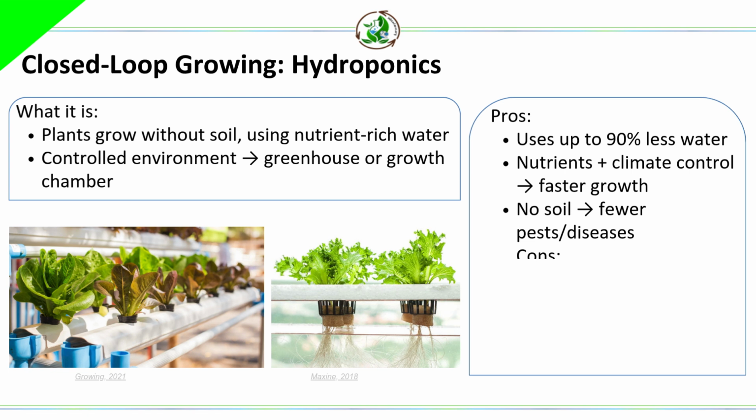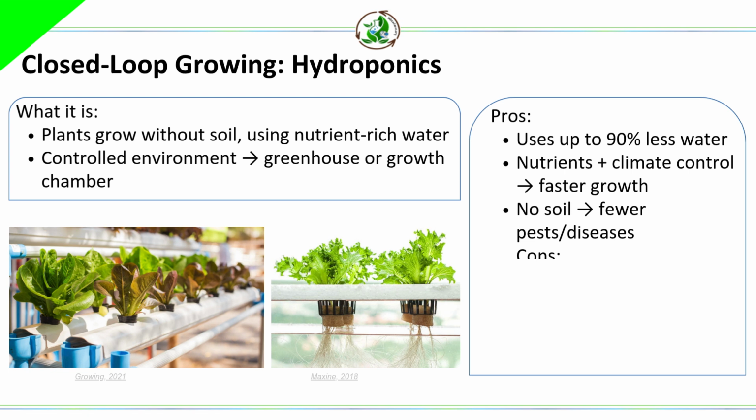There are several advantages to hydroponics. It can use up to 90% less water compared to traditional soil-based farming. Because nutrients and climate are controlled, plants often grow faster. No soil means there are fewer pests and diseases to worry about.